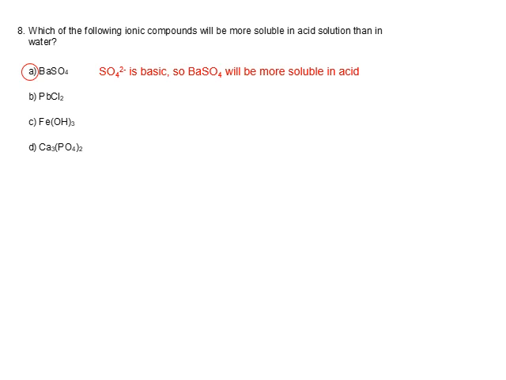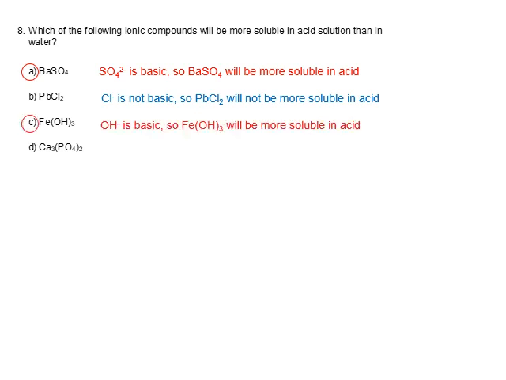What about lead-2 chloride? Neither lead ions nor chloride ions will react with acid, so lead-2 chloride will not be more soluble in acid than water. Iron 3 hydroxide does have a basic ion, hydroxide, so again this would be one that would be more soluble in acid. As would calcium phosphate, because the phosphate ion is also basic.